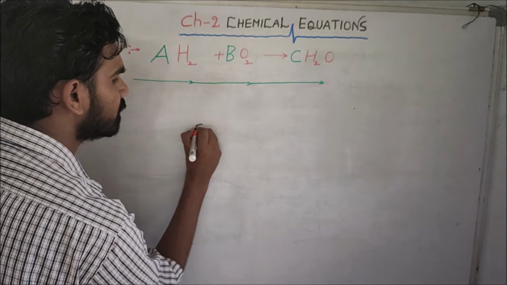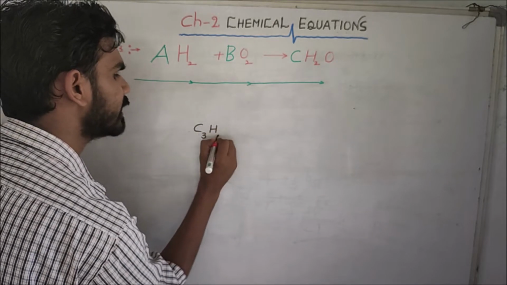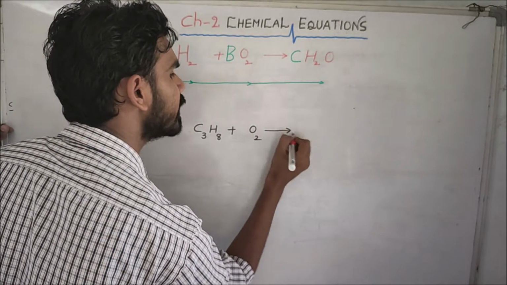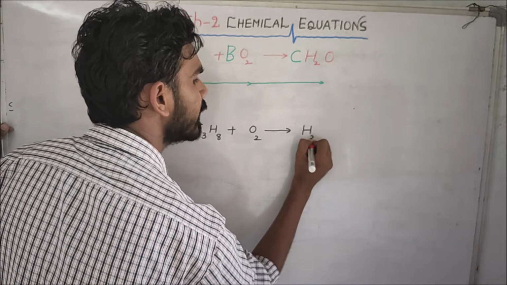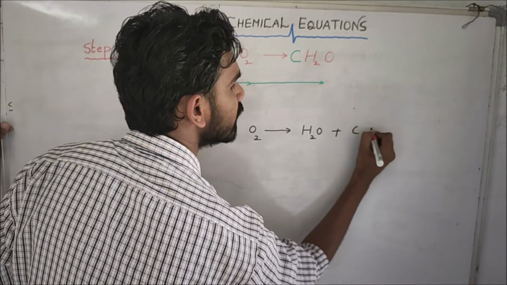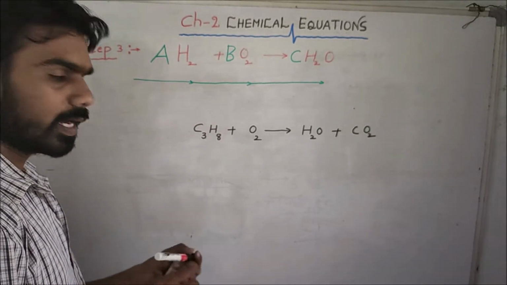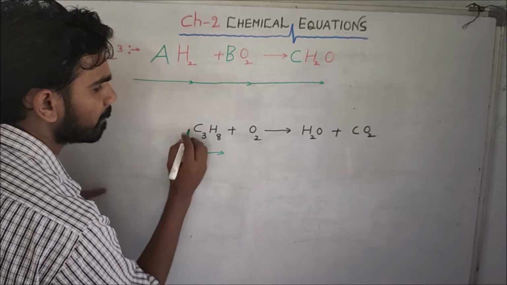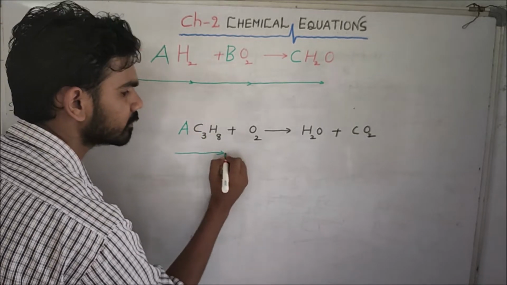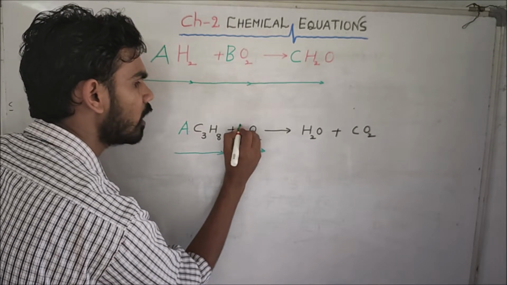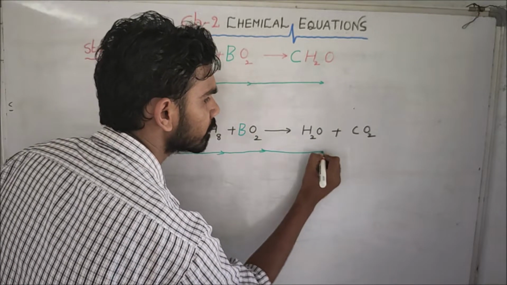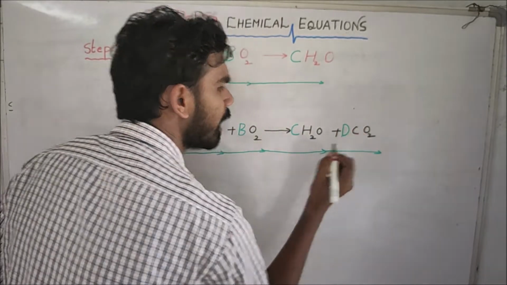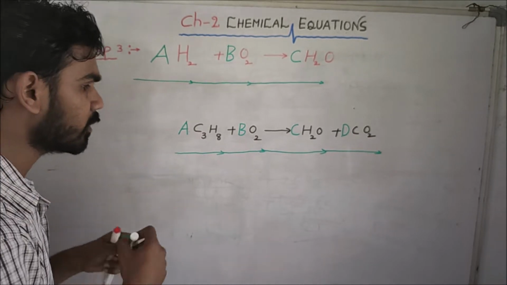For example, C3H8 plus O2 gives rise to H2O plus CO2. Now in this, how to give family names? Start from left hand side. This is called A family. This is called B family. This is called C family. This is called D family. Understood? We'll see one more example.